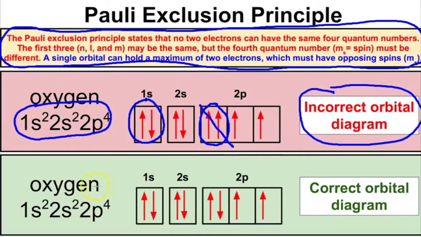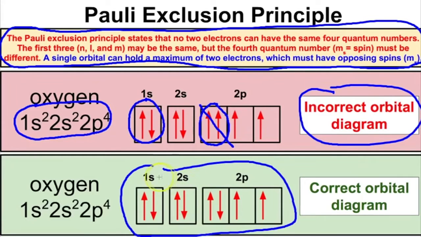If we wanted to fix this, we can see the correct orbital diagram for oxygen right here down below. Oxygen has 8 electrons. The first 2 are in the 1s orbital, the next 2 are in the 2s orbital, and in the 2p's we've got 4 electrons. In the first p orbital, one of those electrons is going to spin one way and the other is going to spin in the opposite direction. So understand the Pauli exclusion principle and keep that in mind when you're drawing these orbital diagrams.